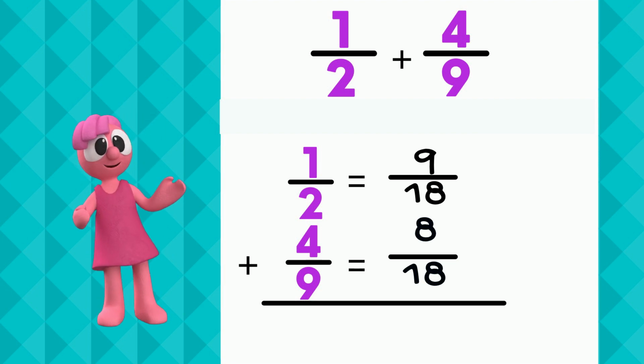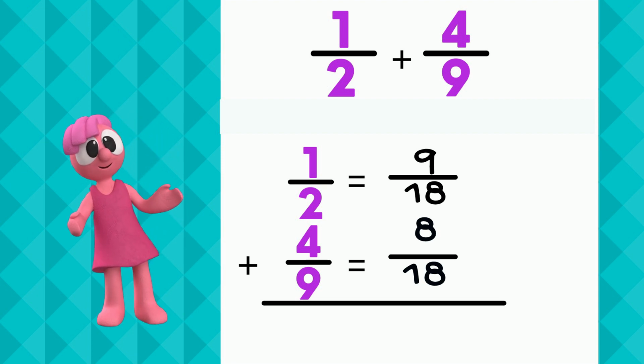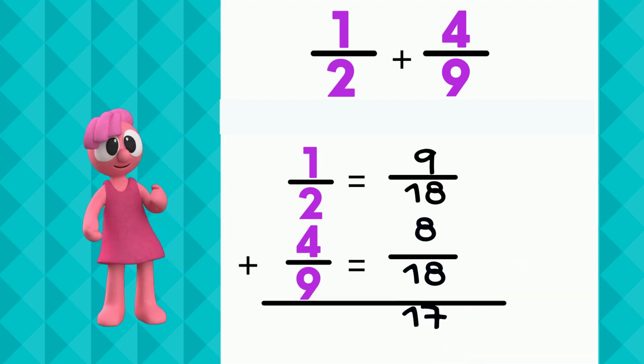Finally, we can add these fractions together because they have the same denominator. 9/18 plus 8/18 equals 17/18.